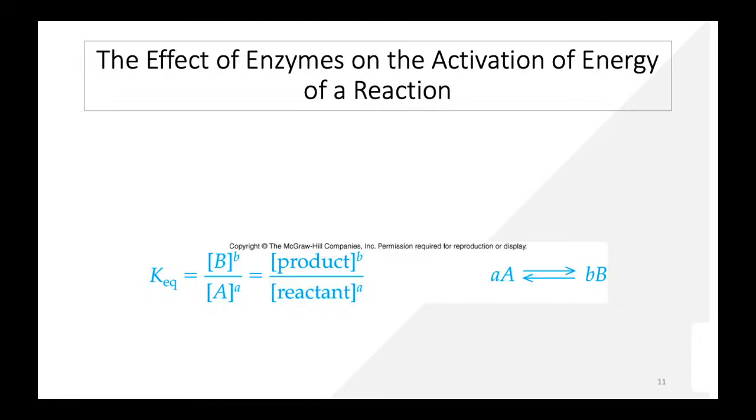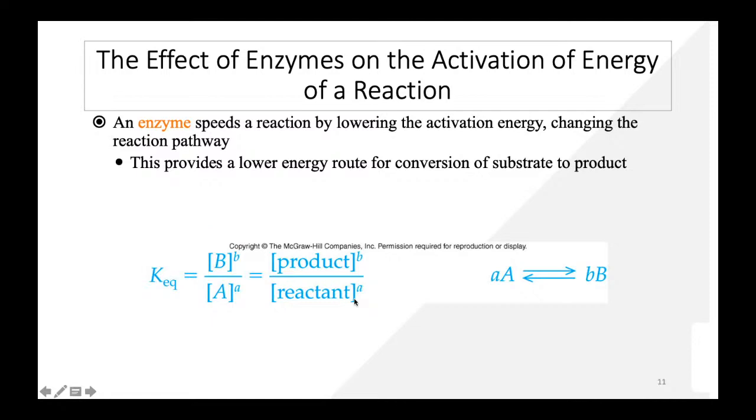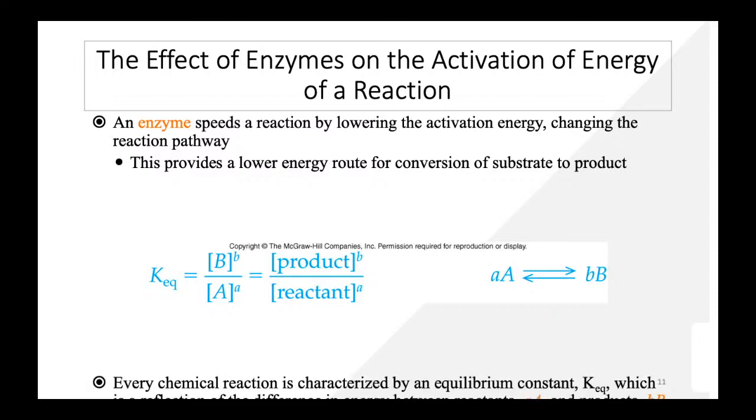Then, the effect of enzyme on the activation energy of the reaction. So there's a reaction with substrate A, with stoichiometric coefficient a, and product B, with stoichiometric coefficient b. The equilibrium constant will be product over reactant: the product raised to the power b, and the reactant raised to the power a. An enzyme speeds up a reaction by lowering the activation energy, changing the reaction pathway, and this provides a lower energy route for the conversion of the substrates to product.